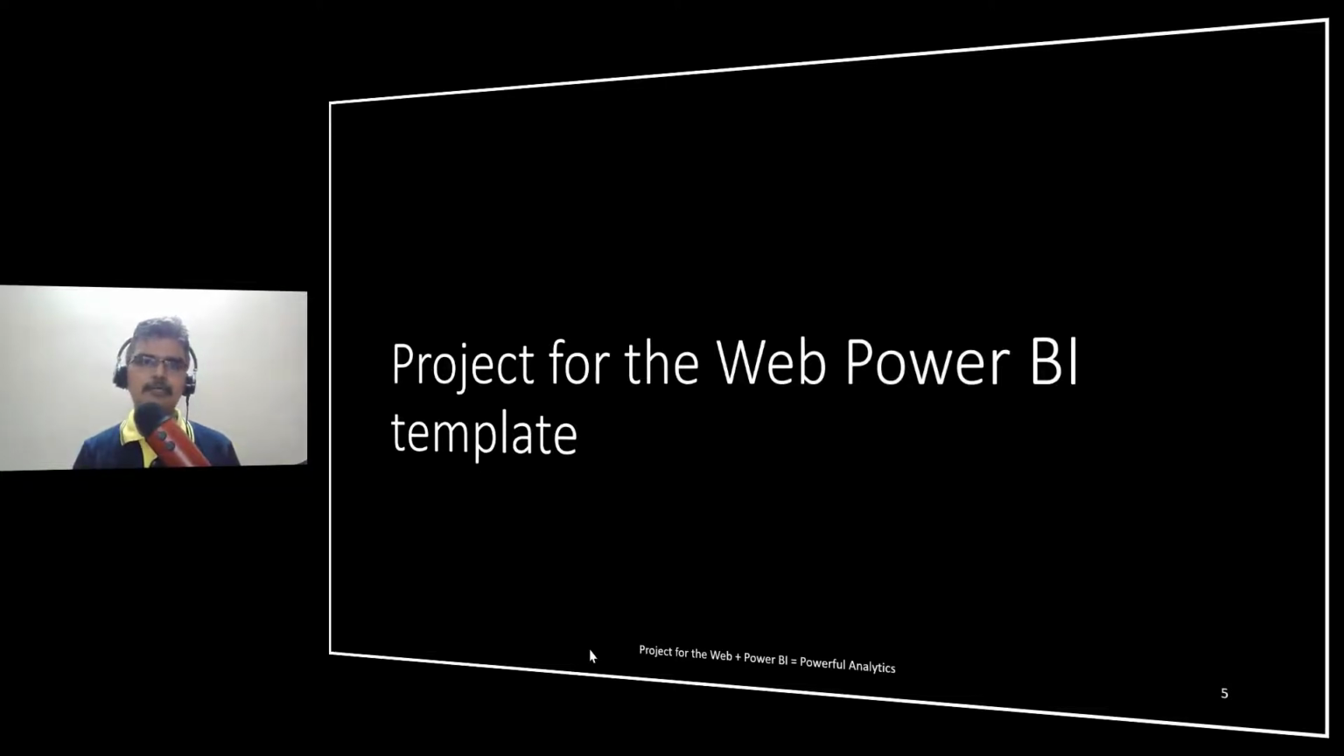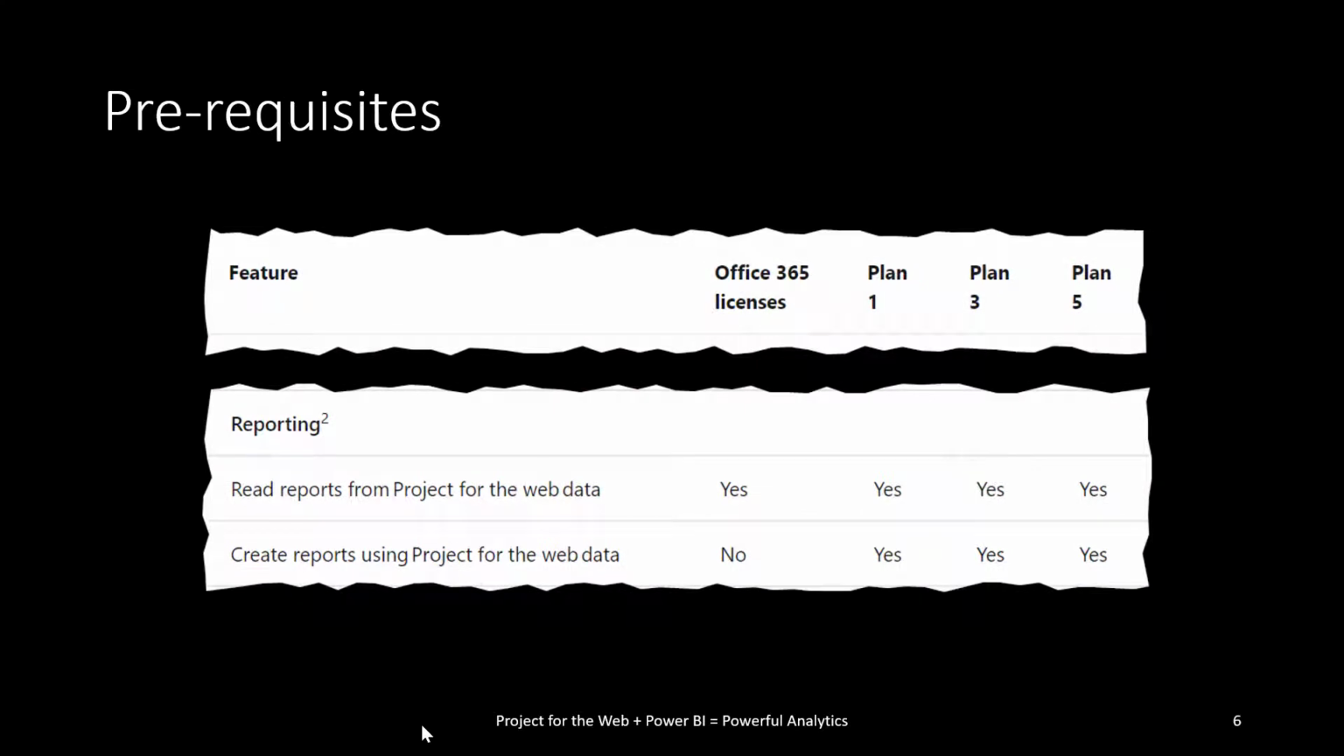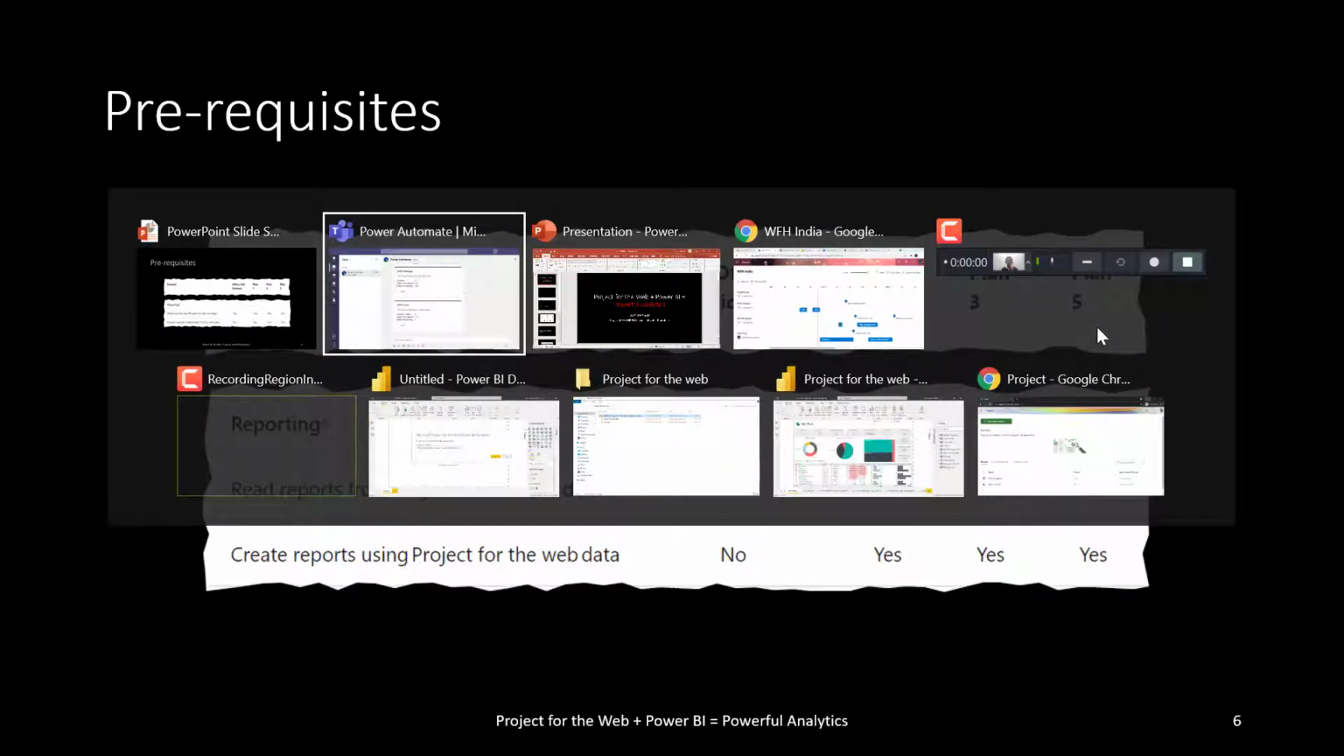But do remember, the rules are still the same. If you would like to create a new report that is based on the Project for the Web data, you need to have either a Plan 1, a Plan 3 or a Plan 5 license. But if you're just going to view this report, maybe as a team member or as a person who is outside the project space, you may need to have an Office 365 license in this case. So let me walk you through where you can get this template downloaded. This template is available in your GitHub.